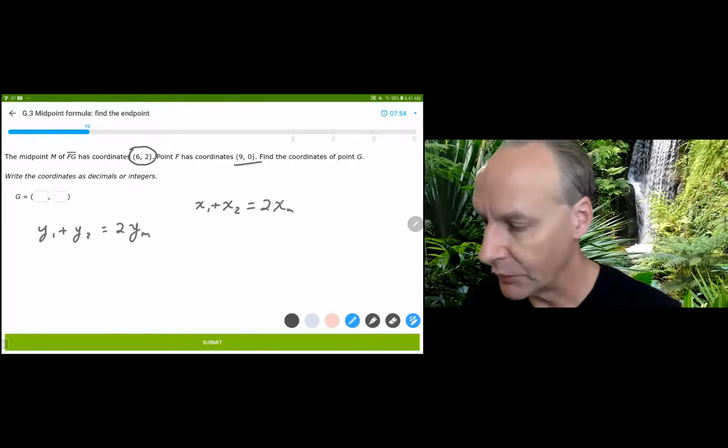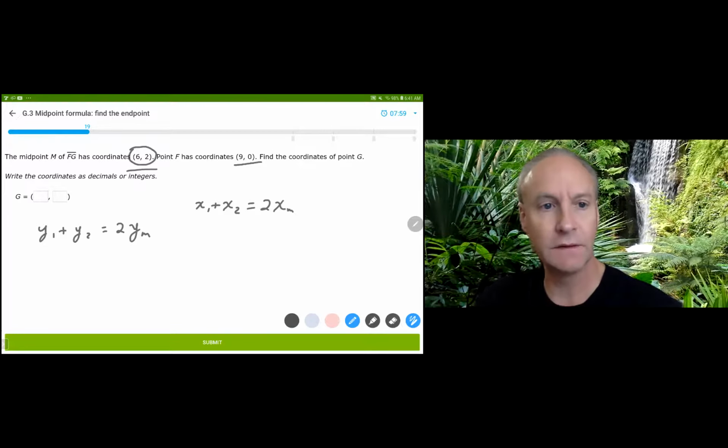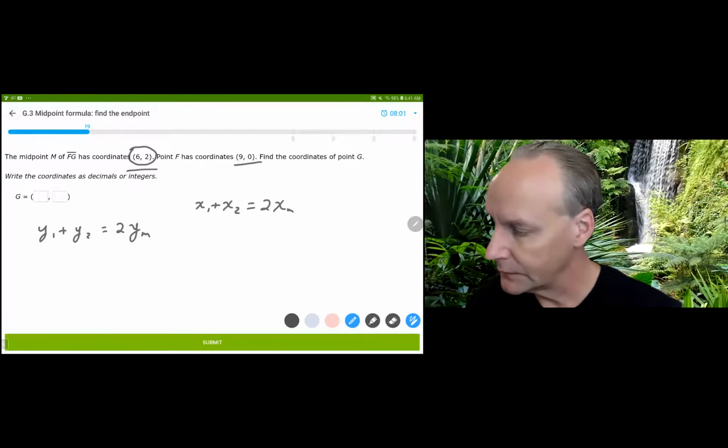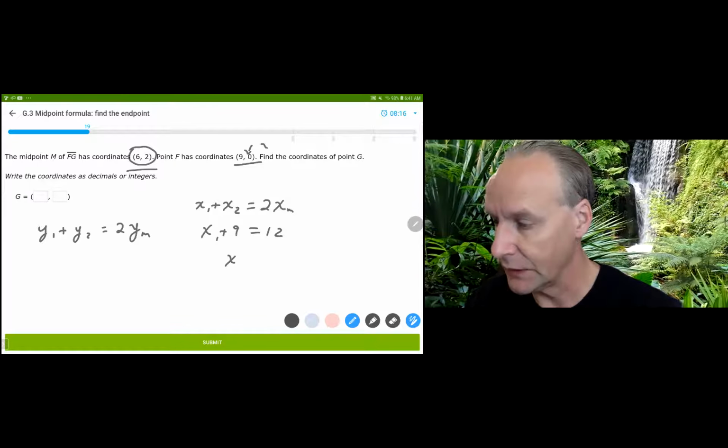And I'm going to go ahead and double my midpoint. It says that my midpoint is at 6, 2. So I'm going to put it in order. This is going to be 12. And my x1 is 9, or the x2 is 9. It doesn't matter what order you put it in. The order of the points matters, but it doesn't matter whether you call it x1, y1 here, or x2, y2, but the order does matter, sorry.